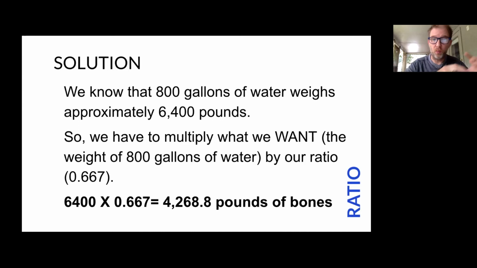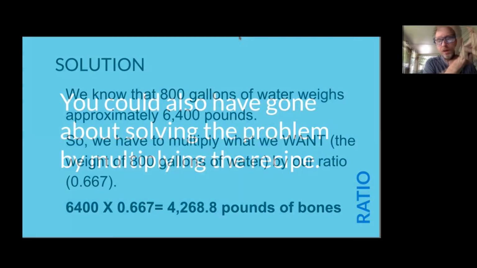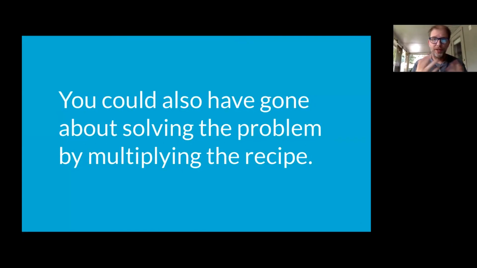We know that 800 gallons of water weighs 6,400 pounds, right? Super easy. Now all we got to do is multiply what we want, the weight of all that stock, by our ratio. That's it. 6,400 times 0.667, and what is it, Siri? 4268.8. That was rounding up a little bit. Again, I know it's math, and I know that some of you really hate math, but it's not that big of a deal. So going through the whole ratio thing, a little bit tricky. Maybe not how you want to go.